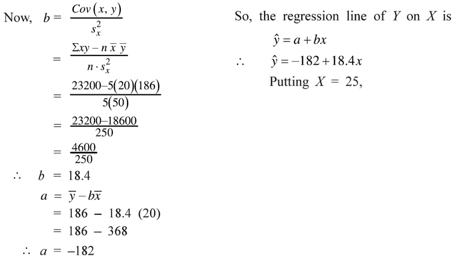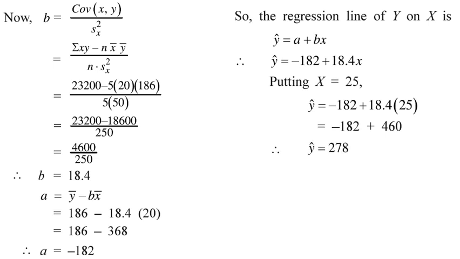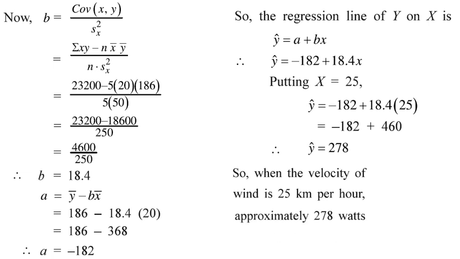We are supposed to put the velocity of wind as 25 kilometers per hour, that is 25. So when we take x as 25, we get something like this, negative 182 plus 460. The estimated electricity generation is 278 watts when velocity of wind is 25 kilometers per hour. A science sum solved by the commerce people. Hooray! So with this, I end my tutorial here.